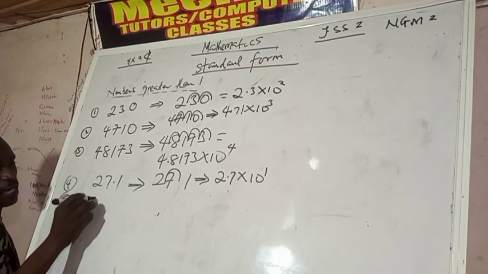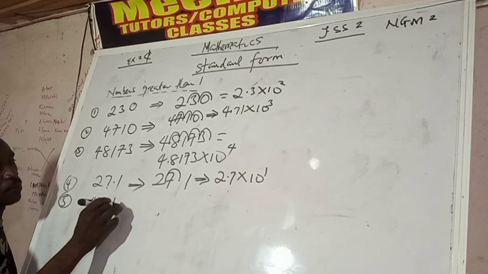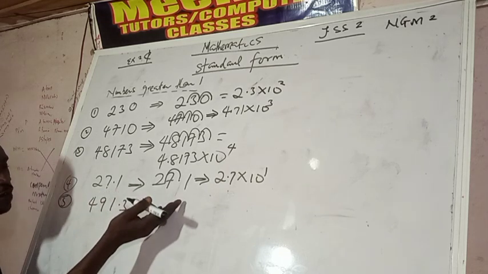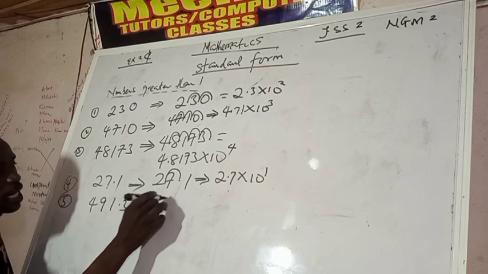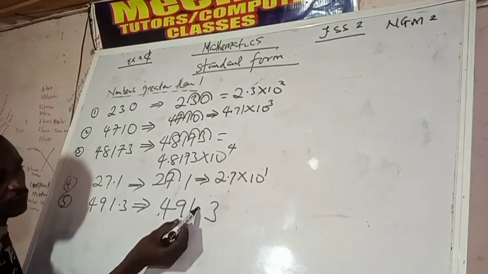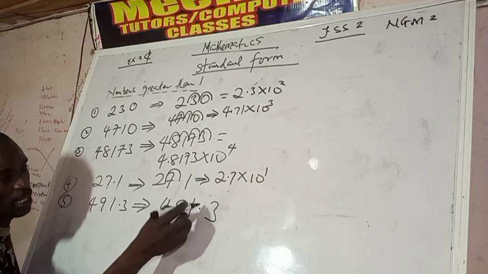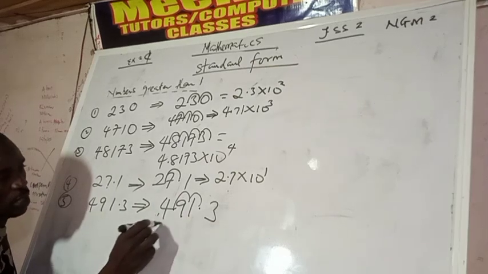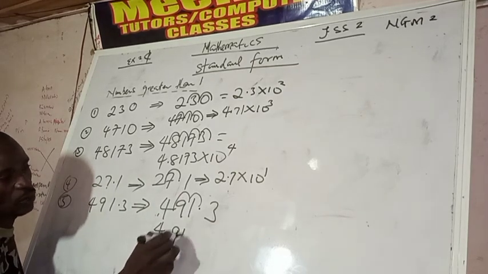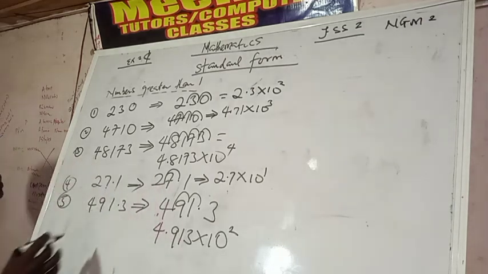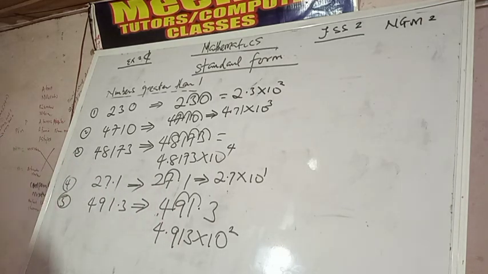Another one, if you have 491.3 in standard form. This is ordinary form. Let's go back to standard form. I'll write 491.3. I'll shift the decimal to the last number here. Let's see how many places it will cross. 1, 2. So this one becomes 4.913 times 10 raised to power 2. Please quickly take this one down, so that we proceed.